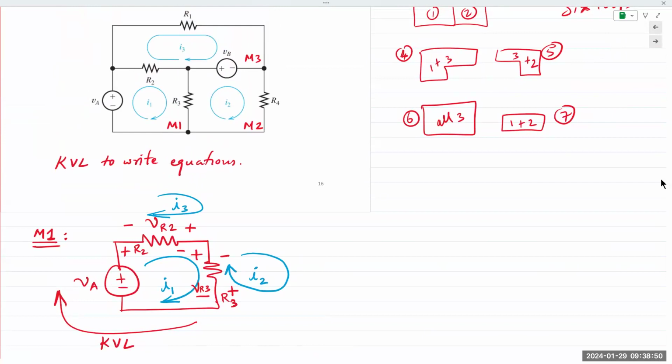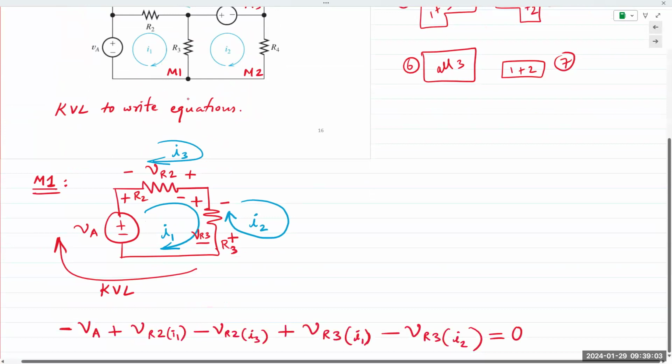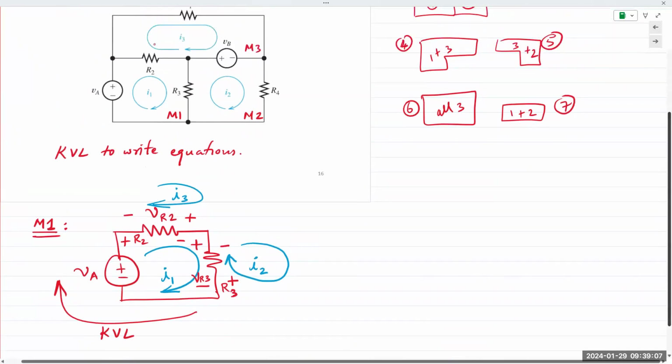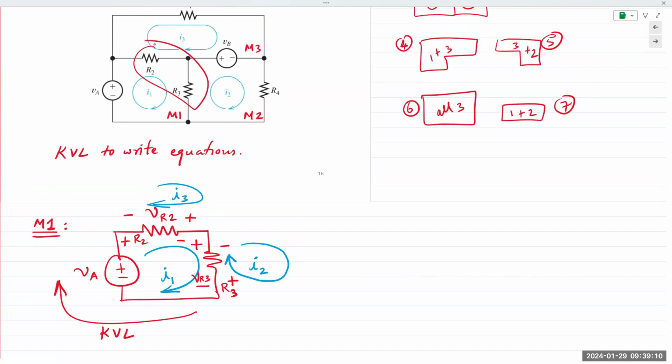In this example, we have three meshes, three mesh currents, I1, I2, and I3. And the first mesh, this is the bottom left, I named it as M1. M1 has two resistors, R2 and R3, and both of them are shared branches. Shared branches as in they are shared between mesh 1, 2, and 3.